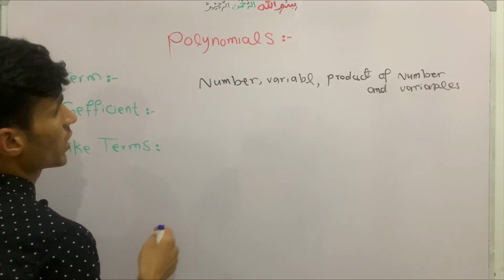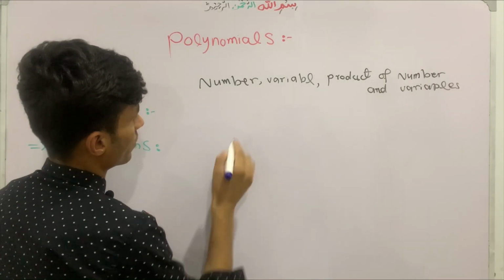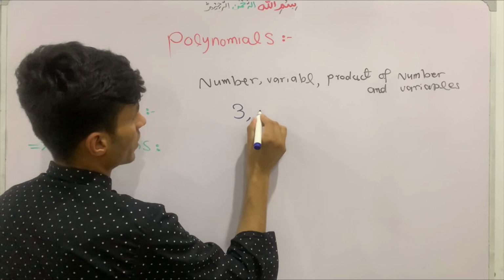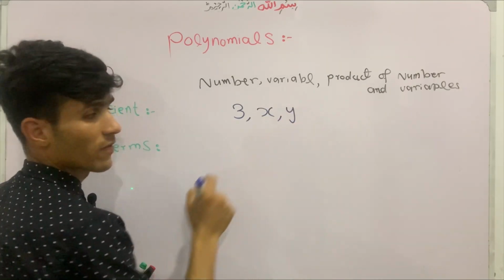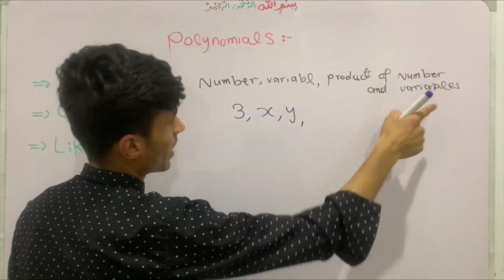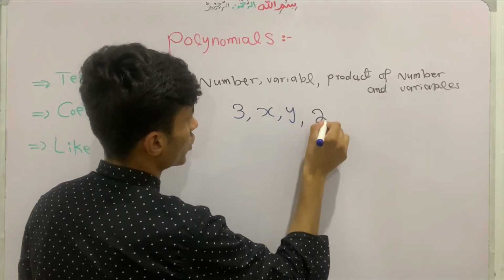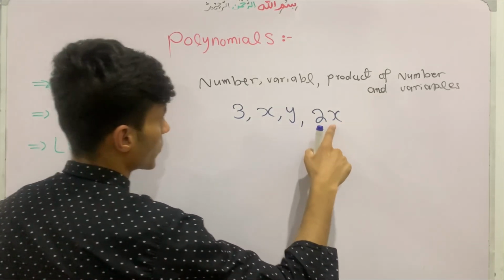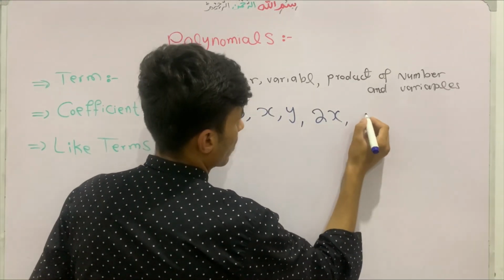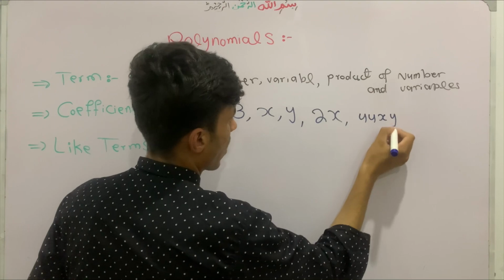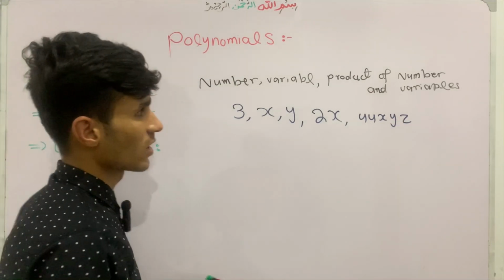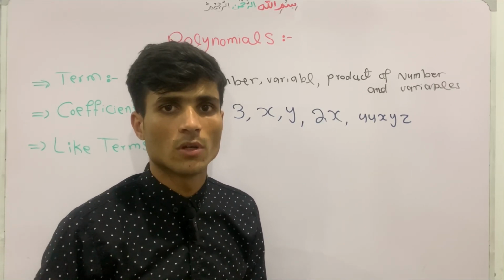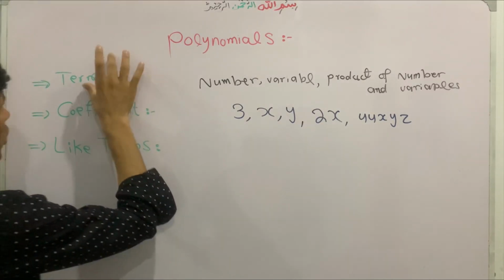For example, to share with you an example of a term, it could be a number 3. Number 3 is a term. Could be a variable, for example, x, y. These are variables, right? Could be a product of a number and variables, like 2x. This is the product of a number and a variable, and this represents a term. 44xyz. This is the product of numbers and variables, which represents in general a term. So I hope you understand what I mean by term.